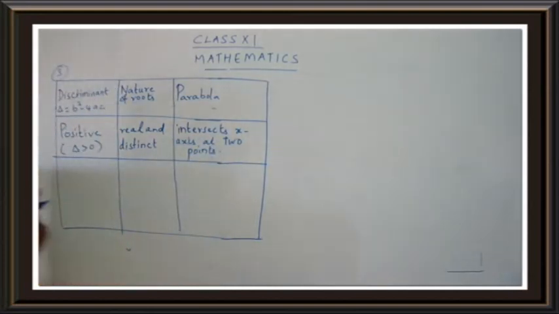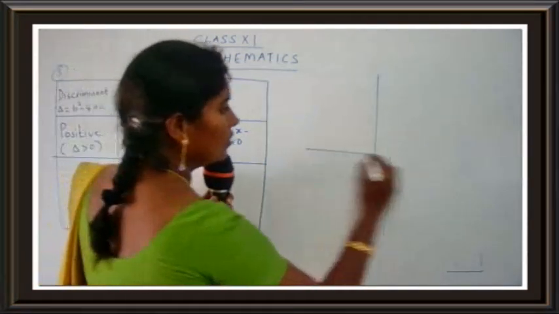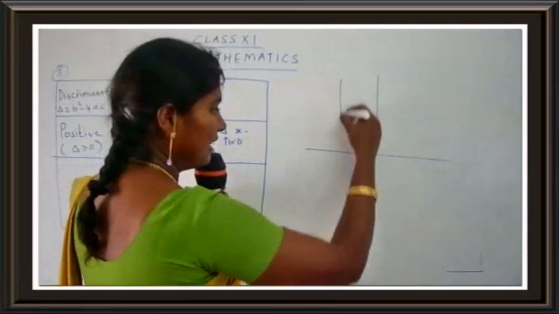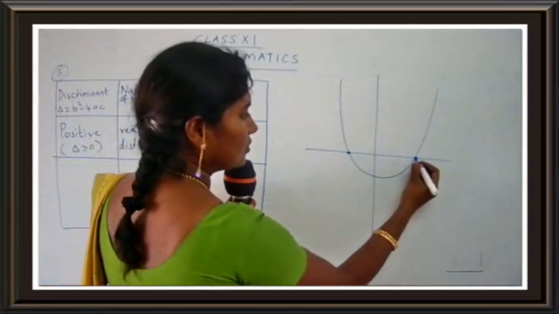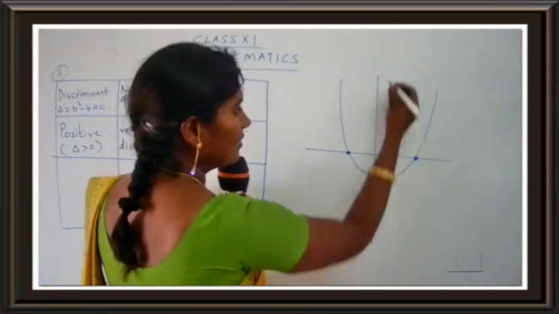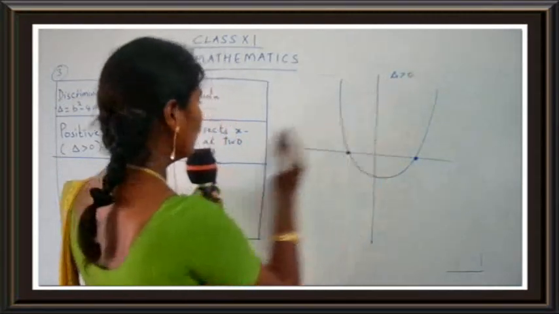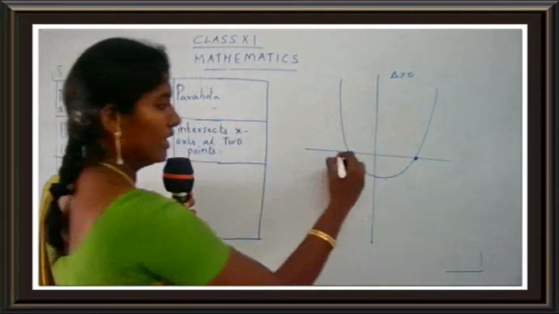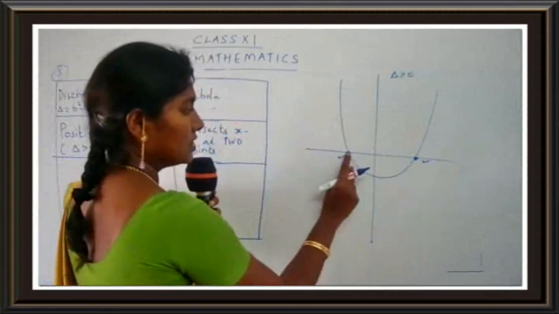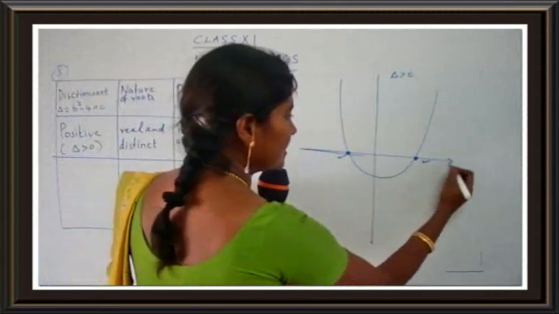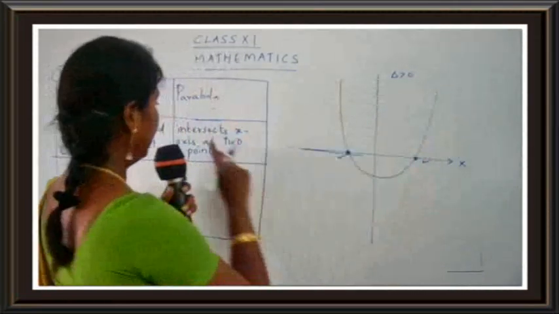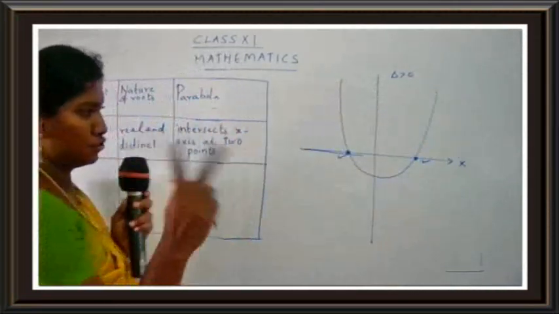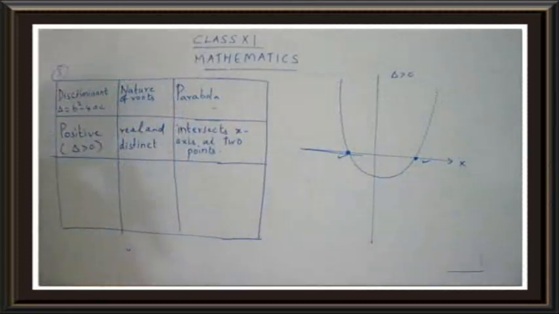And how is that? Suppose you have a graph. So how will your graph be? The graph will be intersecting the x-axis at 2 points. So when the delta is positive, when the roots are real and distinct, you are getting two answers, you see. So this is touching the x-axis at 2 distinct points. The parabola intersects the x-axis at 2 points when delta is greater than 0. So positive.